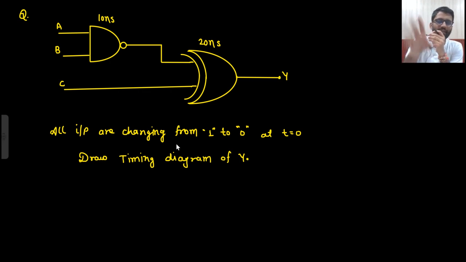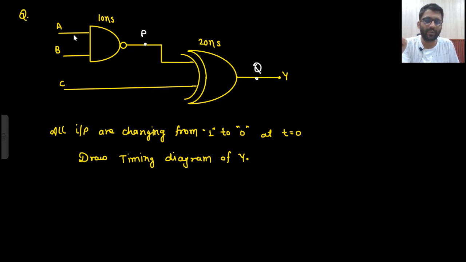Two gates are there. First one is NAND, and then there is an XOR gate. 10 nanosecond delay, 20 nanosecond delay. All the inputs are changing from 1 to 0. ABC, ABC, ABC. After every gate, I will define a variable, X, but here it is Y only, so better we should define P and Q. First I will make the waveform of P.